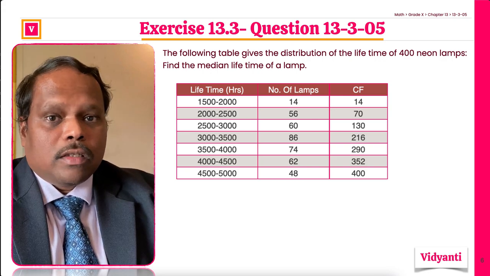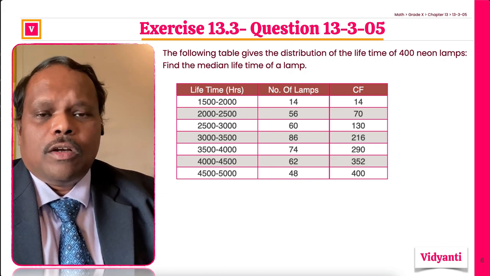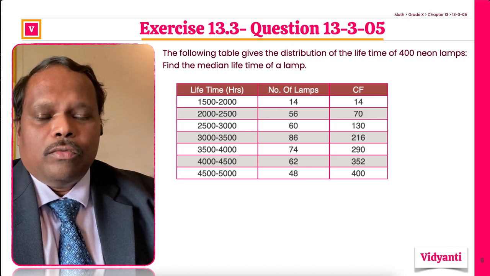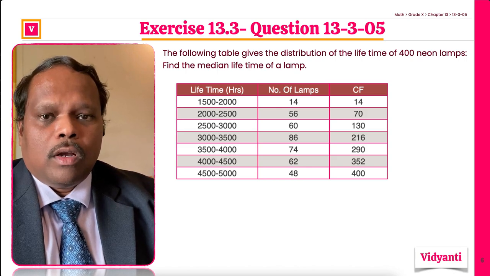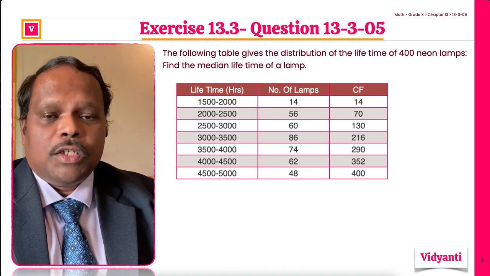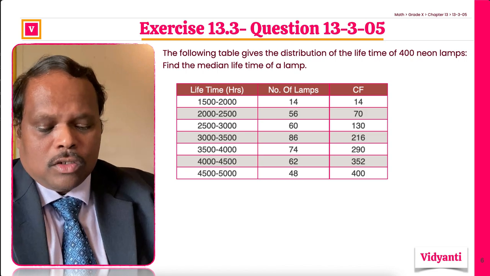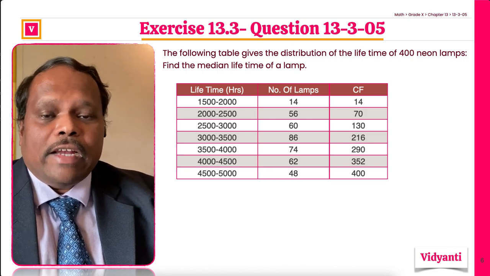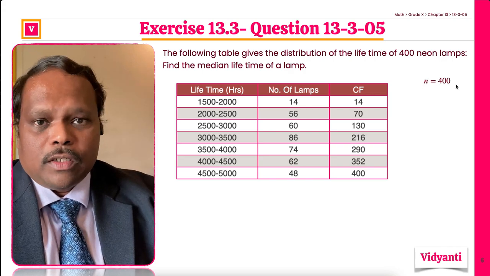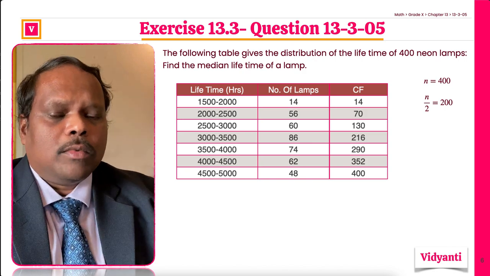Now, since the total number of lamps is equal to 400, if you arrange them in ascending or descending order of their lifespan, we are particularly interested in the middle value, which is the 200th bulb. Whatever is the lifespan of the 200th bulb, if everything is arranged in ascending or descending order, that would be your final answer. So first of all, we have to find out where exactly this 200th bulb is hiding. So number of observations is 400. We always divide by 2 because we want to find out the middle of that observation.